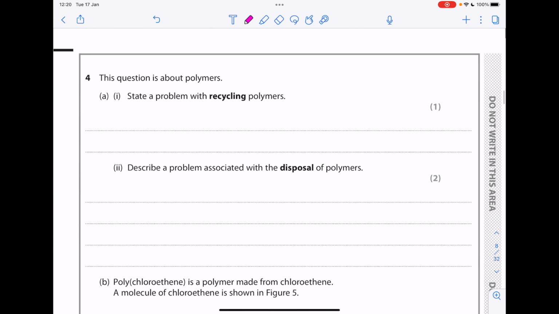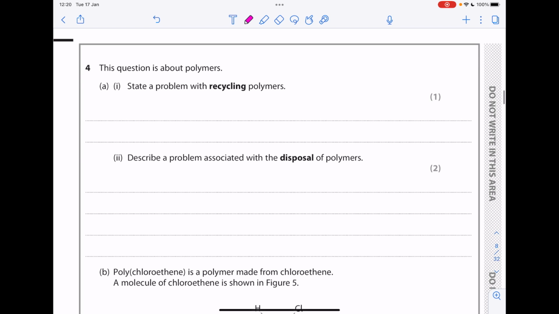This question is about polymers. State a problem with recycling polymers. So this is what to do with plastics. Now the problem is if you've got PVC or polythene or polypropylene, these are all different polymers and so they need separating first of all. It takes time to do this. Lots of them aren't actually recyclable and this whole process requires a lot of energy. I'm actually going to choose the answer which is some polymers are not recyclable.